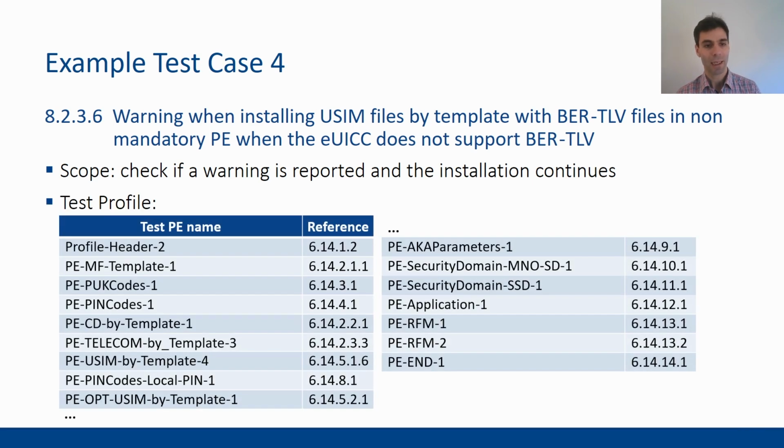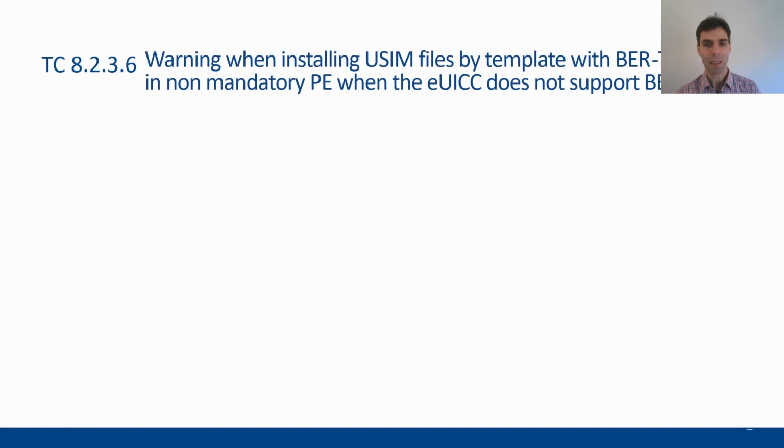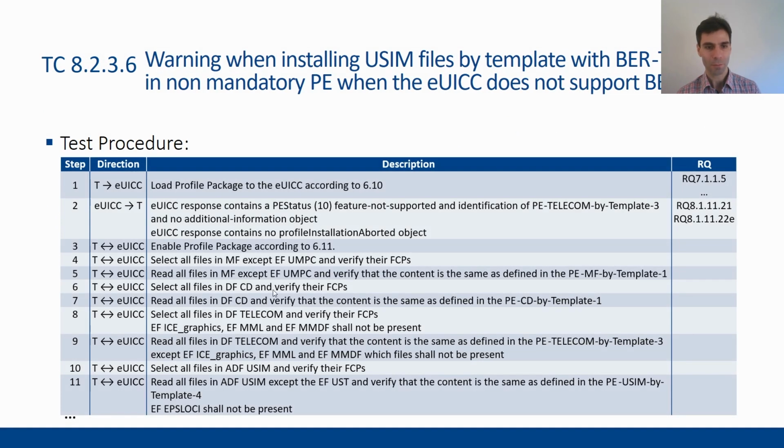Here we have the test profile. Within the PE telecom by template, we have 3 bare TLV files, but this PE is not mandated. And we send this profile to the eUICC. In step 2, we expect that the eUICC responds with PE status 10, which is feature not supported, and the identification of the PE telecom by template 3. Also, the eUICC response shall contain no profile installation aborted object, so the installation shall continue.